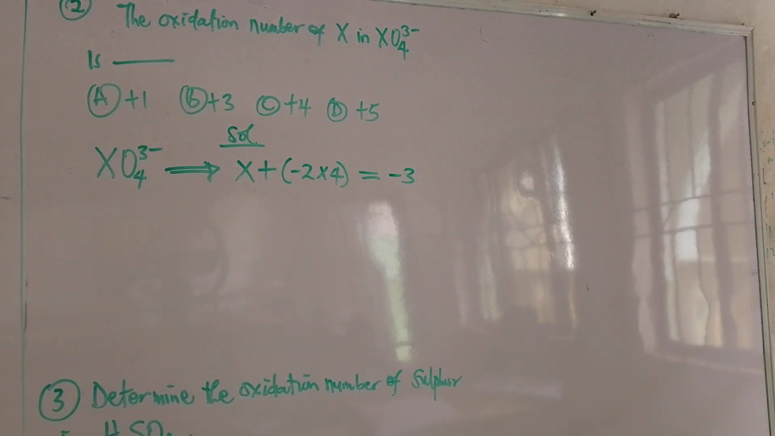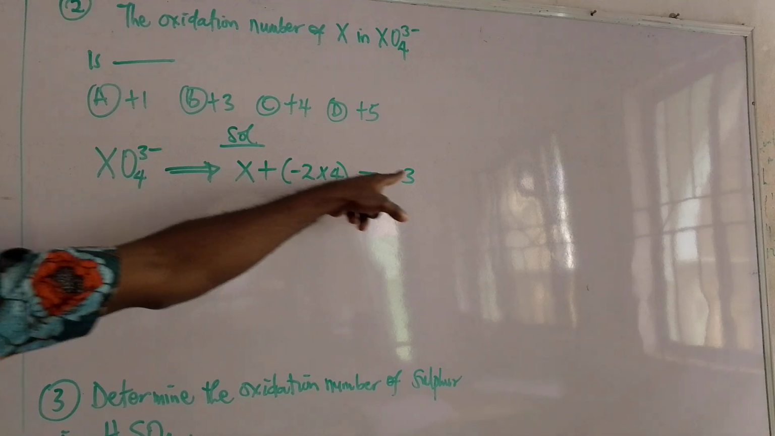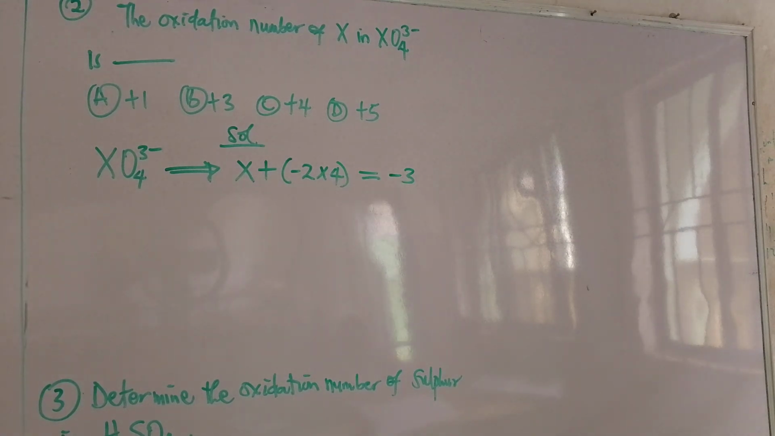Assuming there is no charge on top, everything will be equal to 0. Do you get it now? Assuming there is no charge on top, everything will be equal to 0. Now, I'm going to go from there.